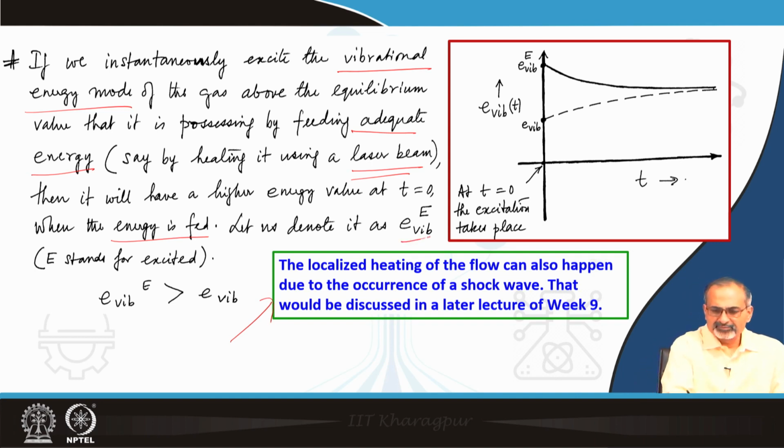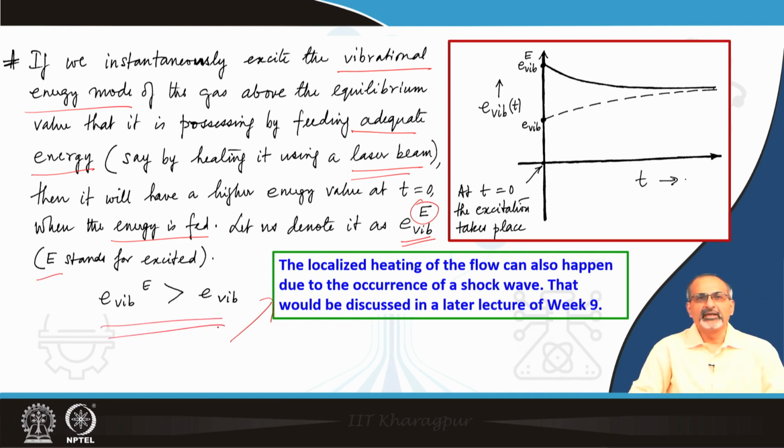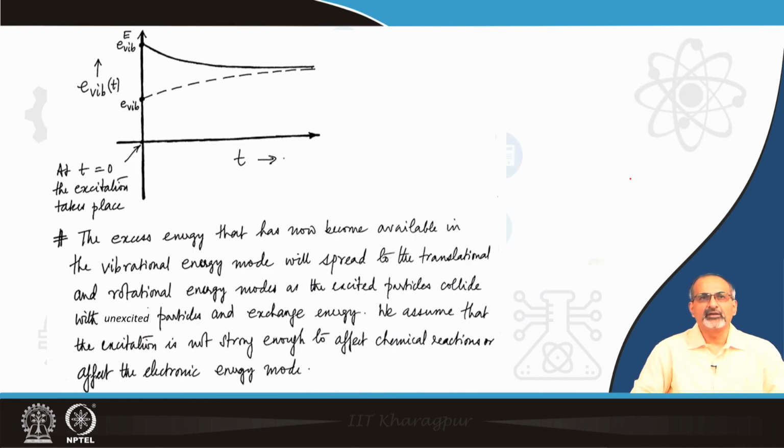And let us denote the excited energy level as the one with superscript capital E, where the capital E stands for excited. Obviously, it should be greater than the earlier level of the energy. So, at T equal to 0, here is the jump from the earlier level to a much higher level, and we are going to now follow the happenings over time. We have a sketch over here to indicate what might be going on as time passes. Let us try to do a little deeper analysis of the same.